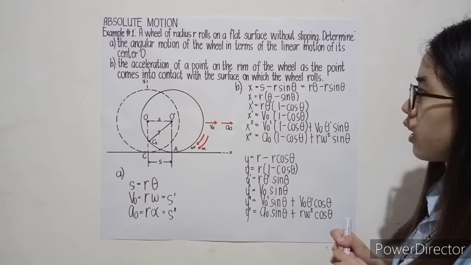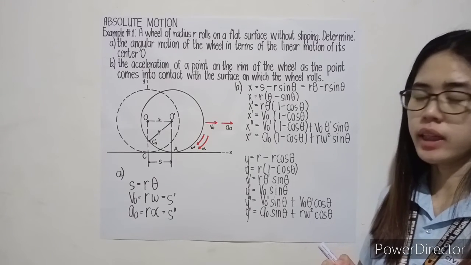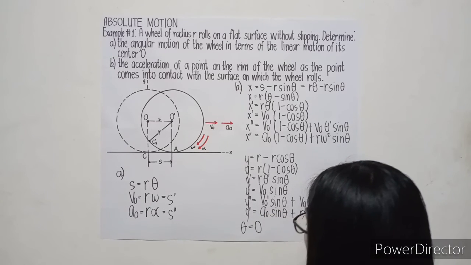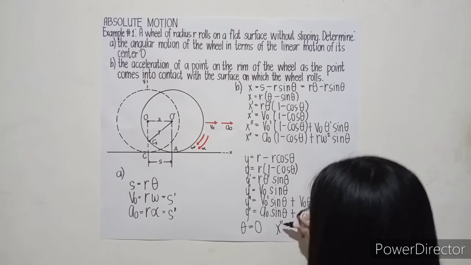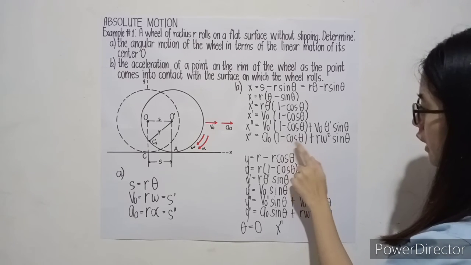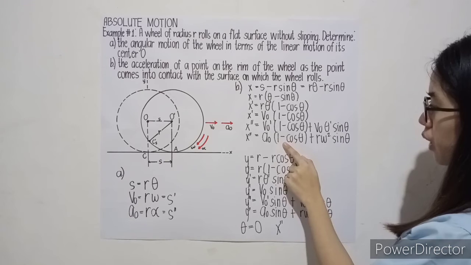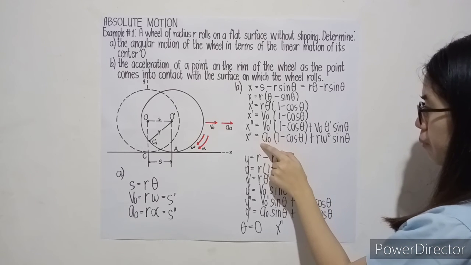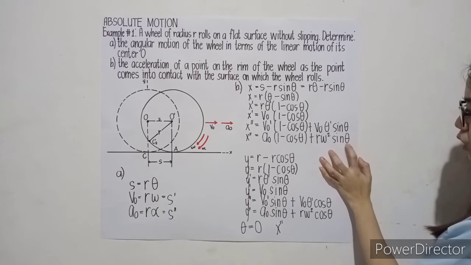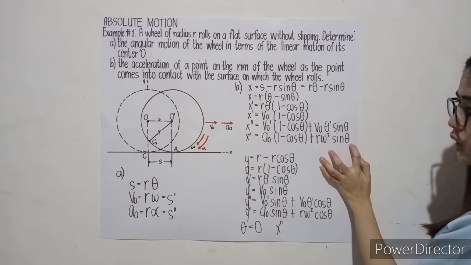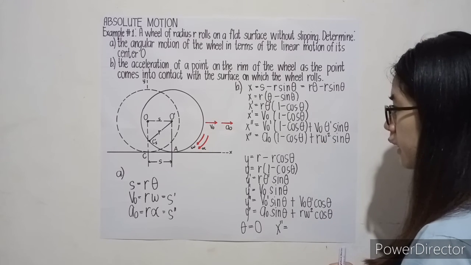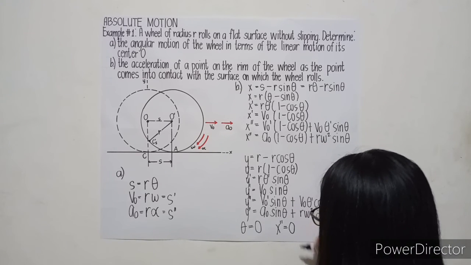And then when our theta is equal to 0, for x double prime, cosine 0 is equal to 1, so 1 minus 1 becomes 0, so multiplied by this, it becomes 0. And then sine theta, or sine 0, is equal to 0, so that term will also become 0. So the second derivative of x is equal to 0.